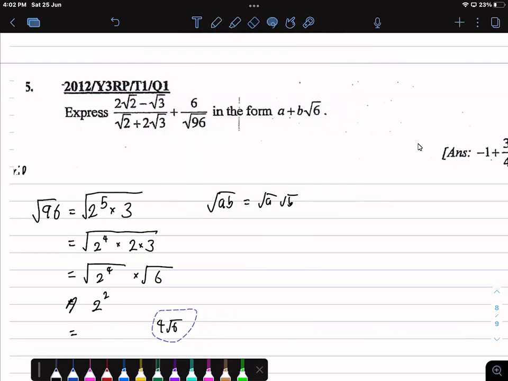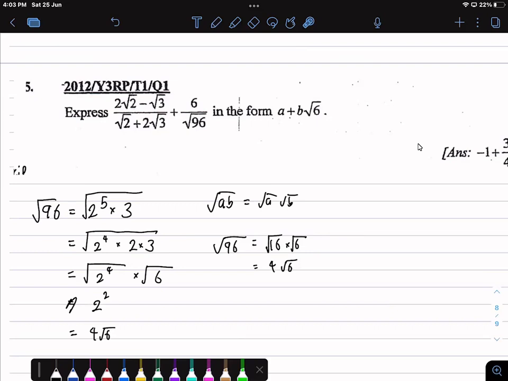Okay. Of course, if you are faster, you can immediately see, oh, square root 96, isn't that just 16 multiplied by 6? Then you can straight away square root both sides. Then you get 4 root 6. Okay, but that requires you to know 6 times 16 is 96, which most people cannot do. Okay, yeah, 4 root 6.